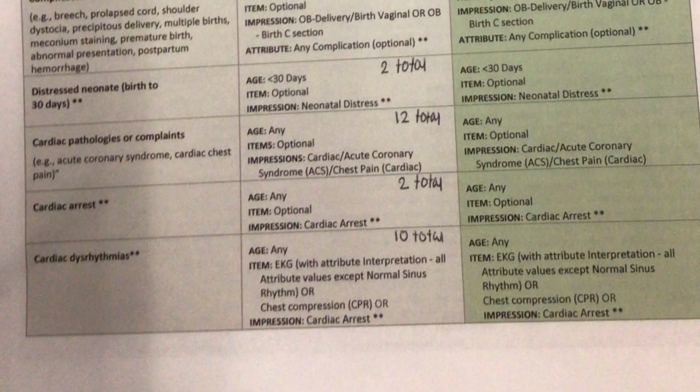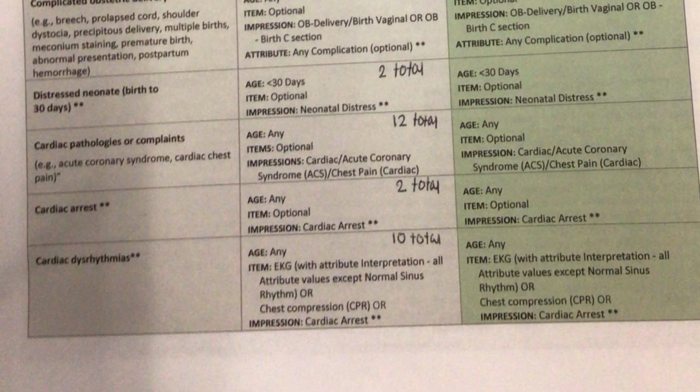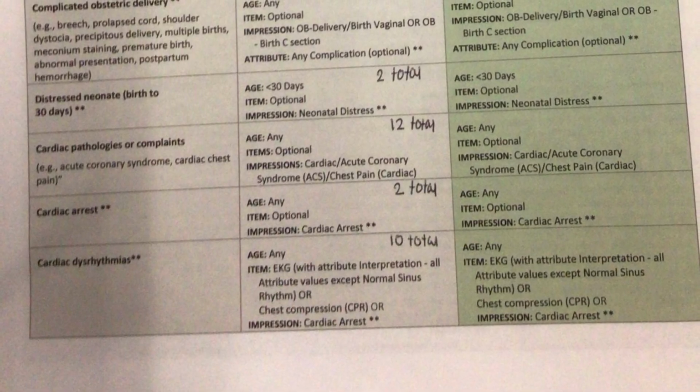And then for dysrhythmias, it says you can do chest compressions or cardiac arrest for impression. So those don't work. They will go under arrest. If you put the impression as cardiac arrest, it will not go under dysrhythmia. So my piece of advice is get those 2 arrests done.